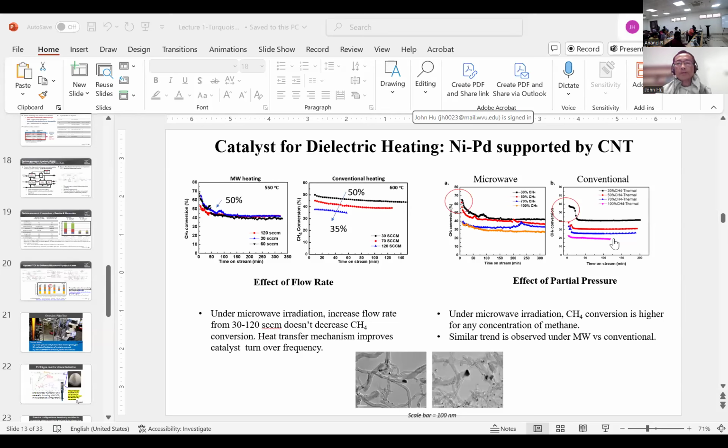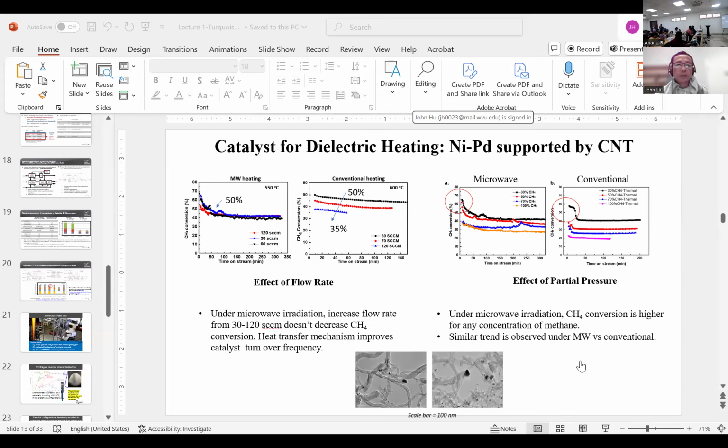Right. I think at the end, in the last session, we ended here. So basically we use microwave, and then this comparison between microwave and conventional heating. Okay.